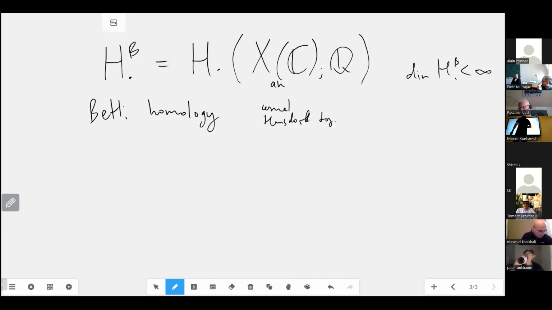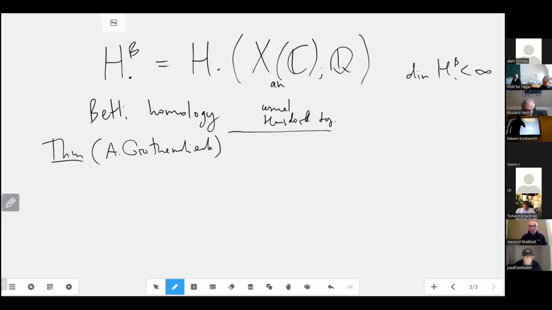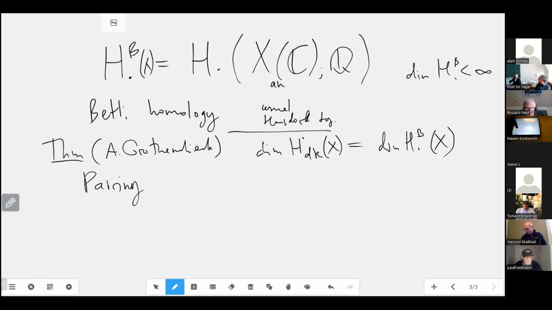It was proven by Grothendieck that these spaces have the same dimension. Okay, and moreover, the following holds. One can choose bases. There is a big pairing between the de Rham cohomology and the Betti homology with values in complex numbers.